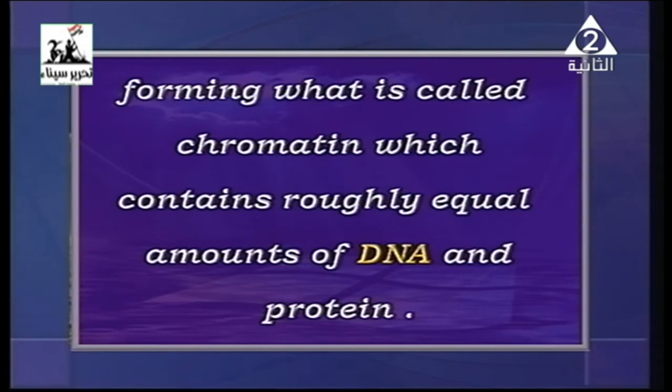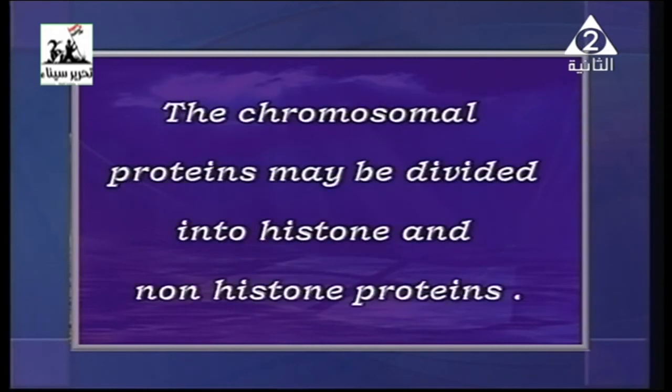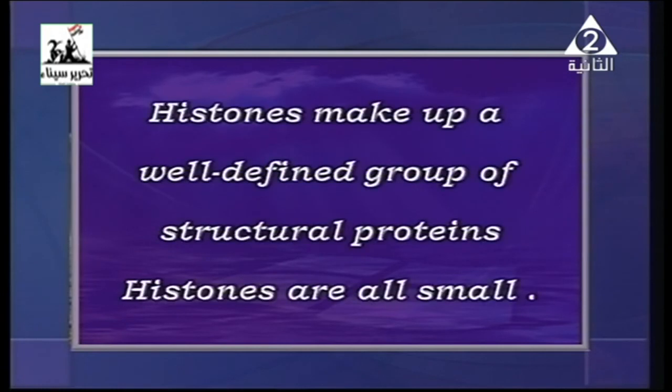We have two different types of chromatin, which contain a roughly equal amount of DNA and proteins. So the chromosomal proteins may be divided into histones and non-histone proteins. Again, we have two types of chromosomal proteins: one of them is histones, and the other type is non-histone proteins. Histones make up a well-defined group of structural proteins, okay?